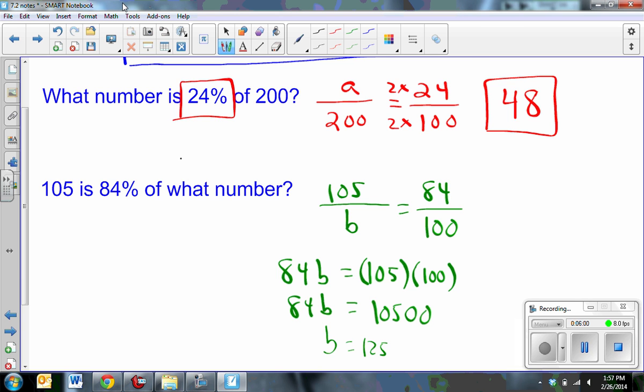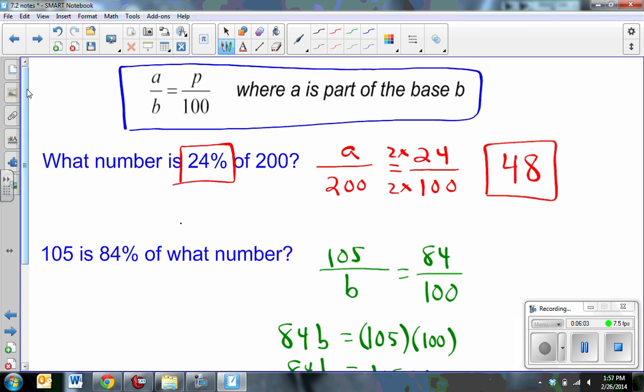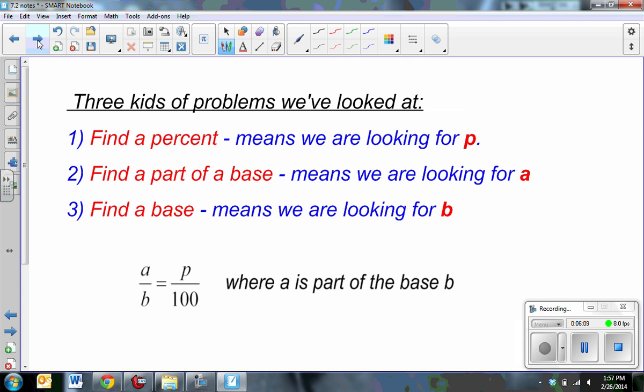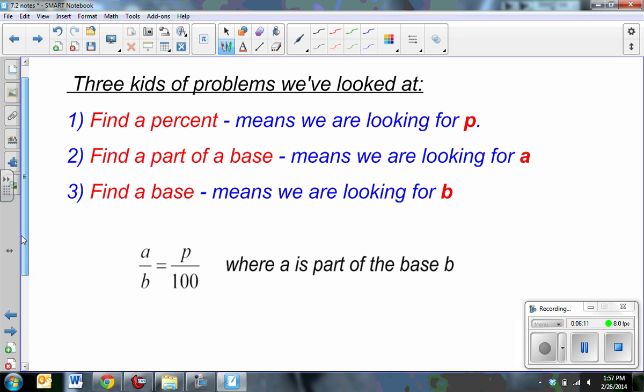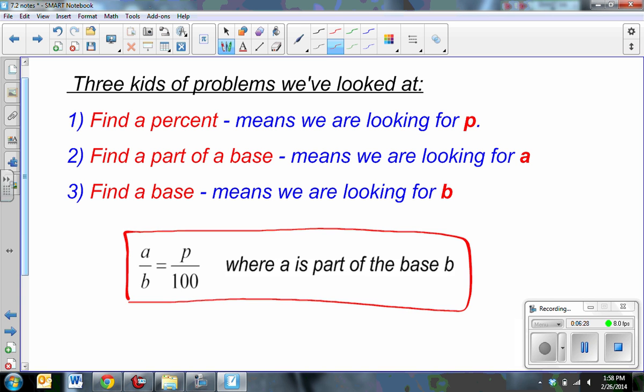Okay? Right. So, this little box up here, A over B is equal to P over 100, is what you need to remember. Okay? So we've looked at three kinds of problems. The first kind, find a percent. We're looking for P. The second kind, find a part of a base, means we're looking for A. And lastly, find the base, means we're looking for B. Okay? So put this relationship in your notes and know it, all right?